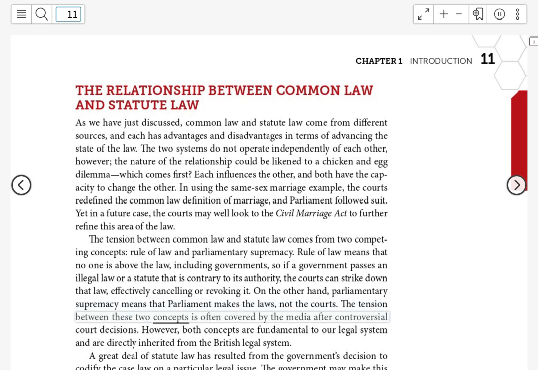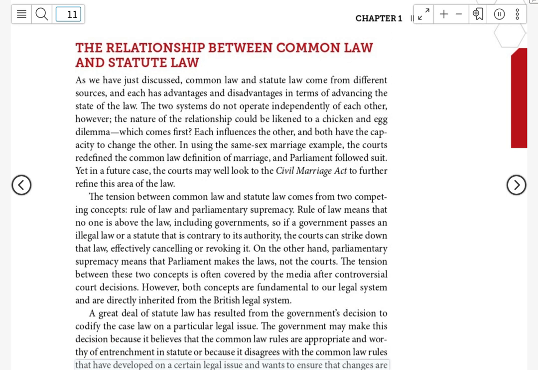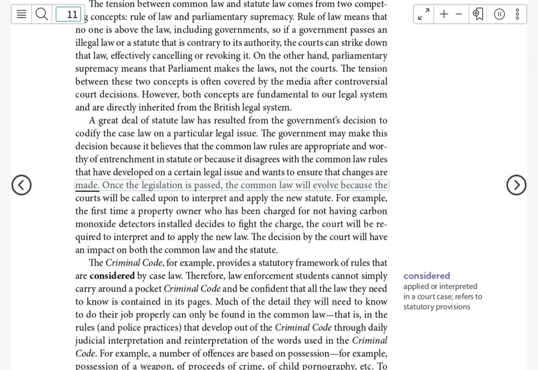The tension between these two concepts is often covered by the media after controversial court decisions. However, both concepts are fundamental to our legal system and are directly inherited from the British legal system. A great deal of statute law has resulted from the government's decision to codify the case law on a particular legal issue. The government may make this decision because it believes that the common law rules are appropriate and worthy of entrenchment in statute, or because it disagrees with the common law rules that have developed on a certain legal issue and wants to ensure that changes are made.